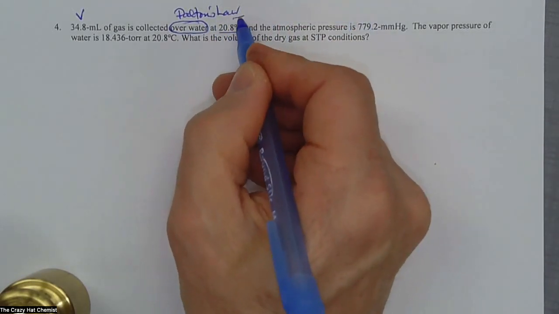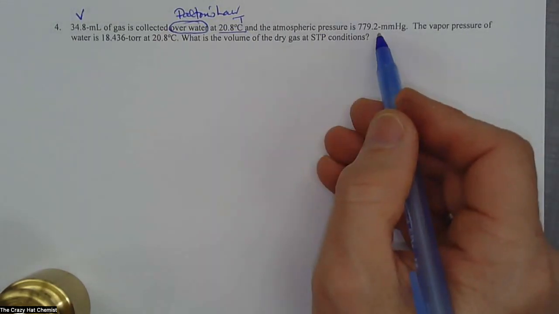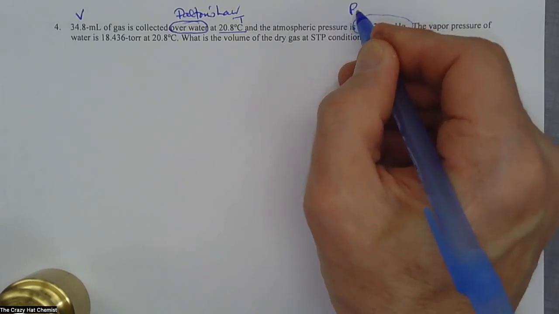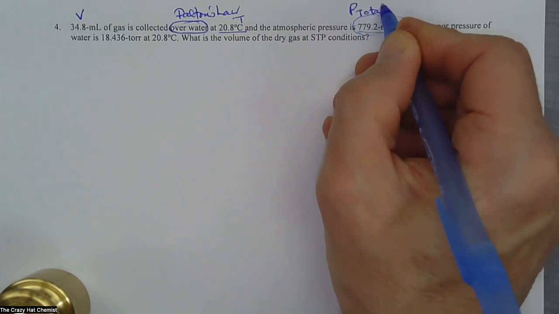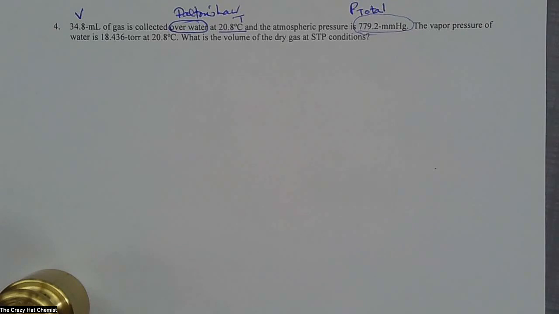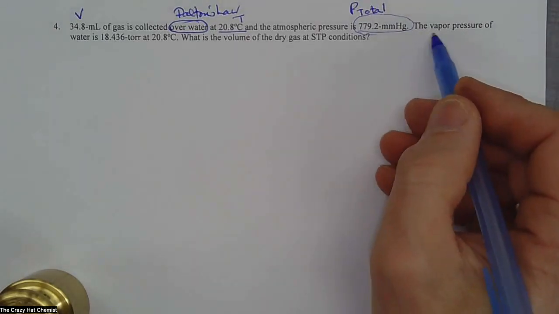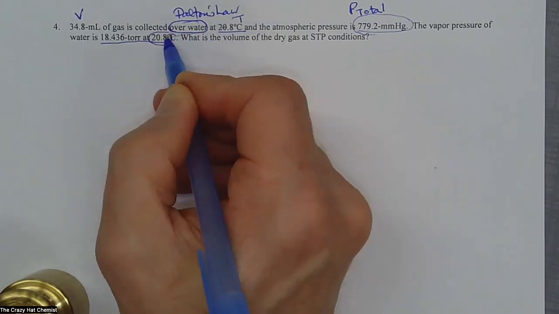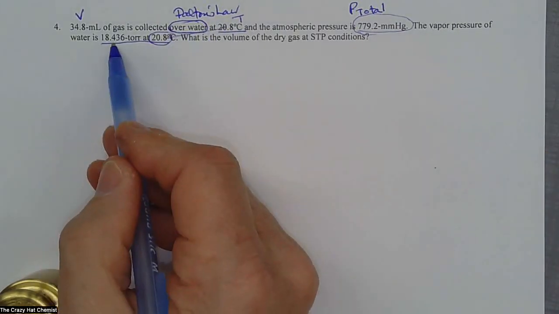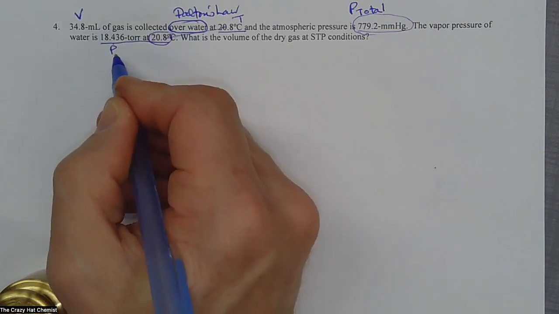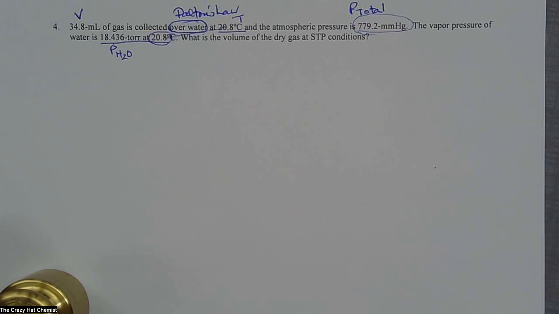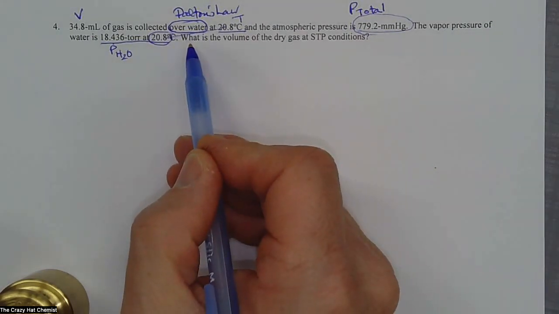Right here is a temperature and the atmospheric pressure. This is the measured pressure, the total pressure. The atmospheric pressure is 779.2 millimeters of mercury. And then it says the vapor pressure of water is this. Notice that the two temperatures coincide. This vapor pressure of water is actually a tabled value coming from a book, generally the Handbook of Chemistry and Physics. That would be your reference.